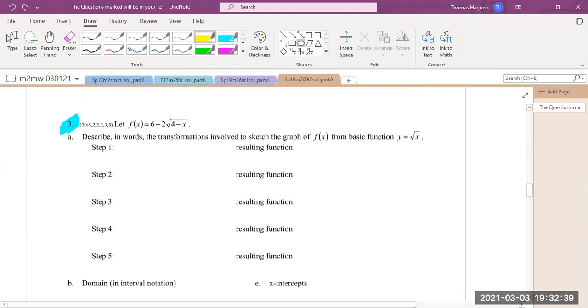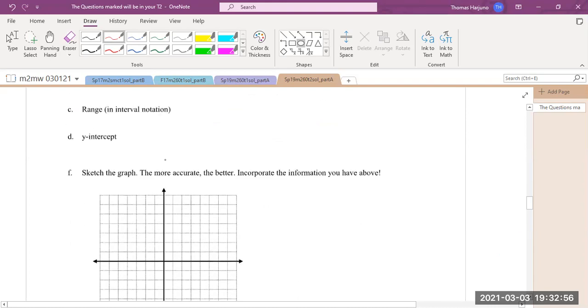This is the function. So the y-intercept will be f(0). f(0) is 6 minus 2 square root of 4 minus 0. That's 6 minus 2 times 2. 6 minus 4, that's 2. That will give us the y-intercept (0, 2). Bang, that's easy, right? See above, the top of this page.